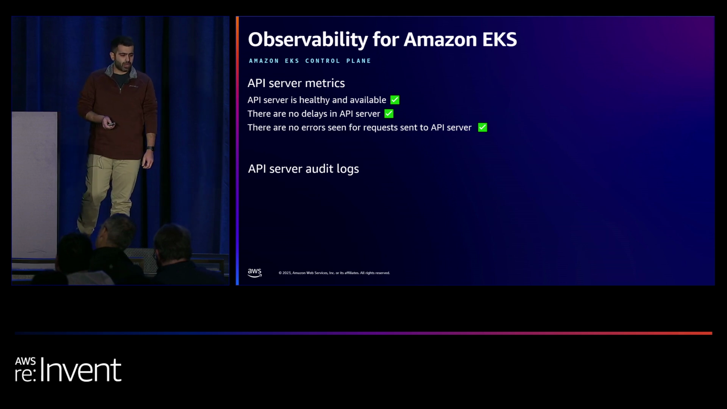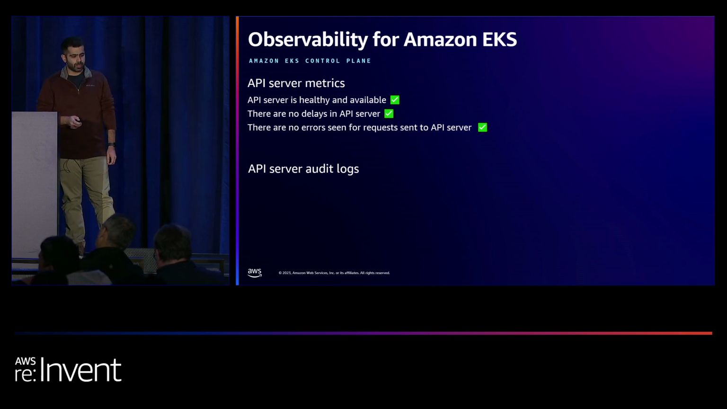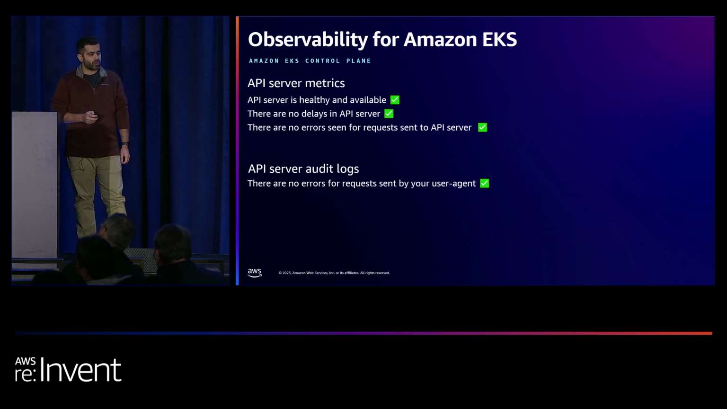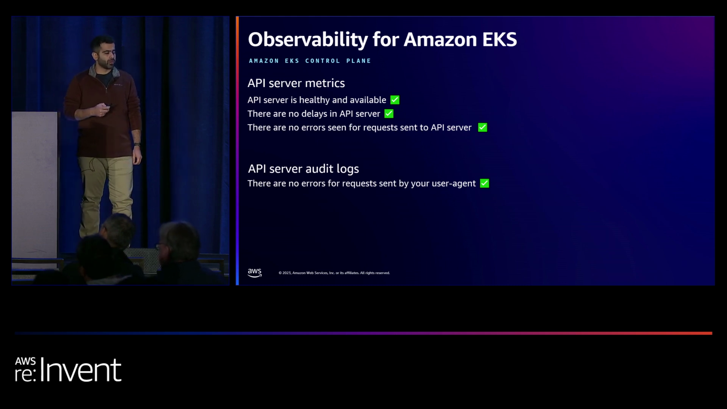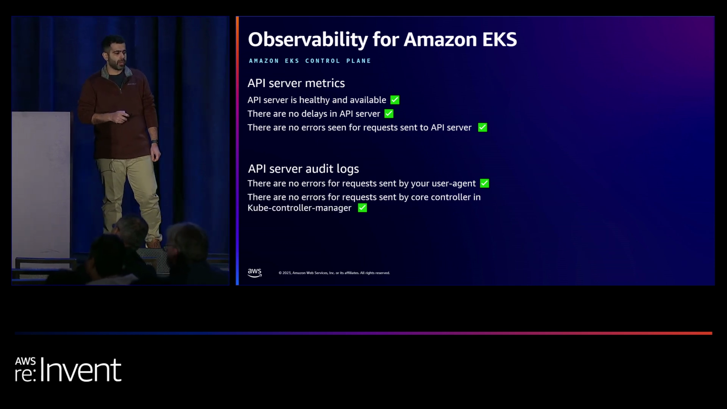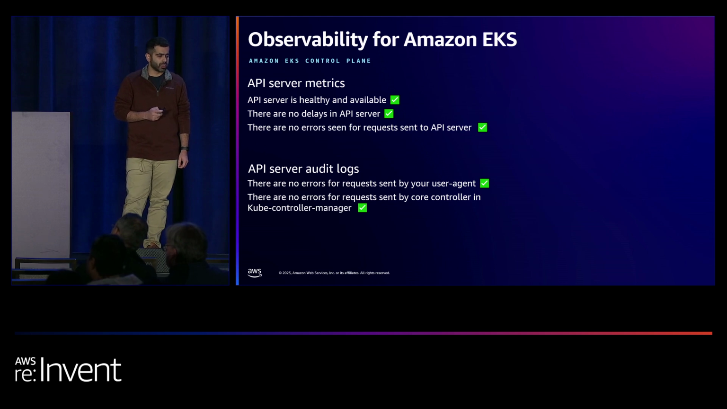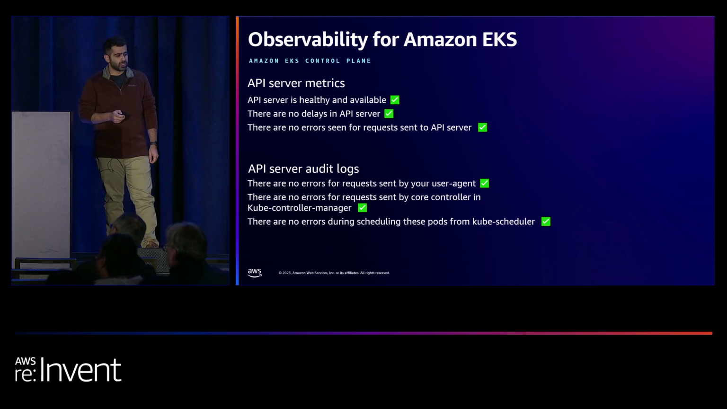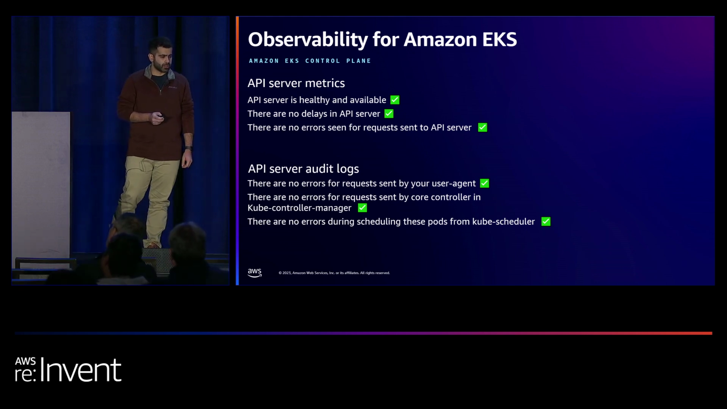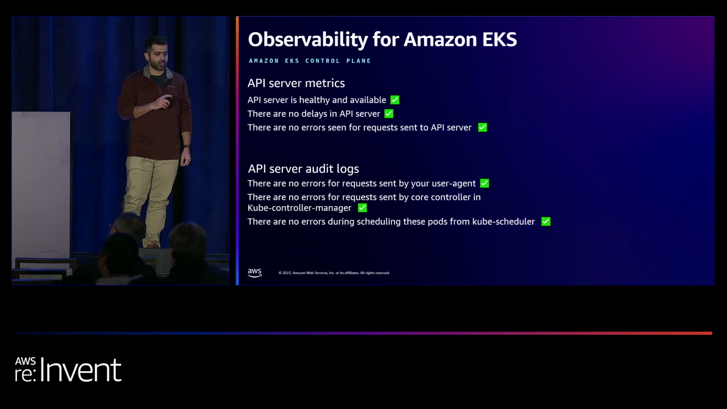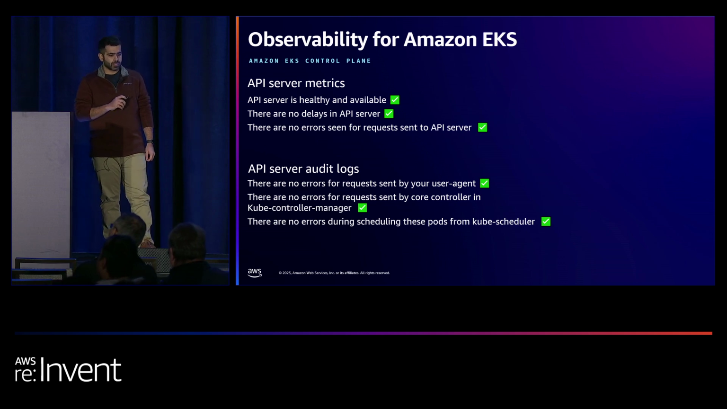Let's continue looking at the audit logs, which will help us answer some deep insights into API server operation for things like: are there any errors returned for requests sent specifically by your user agent? Are there any errors for requests being sent by the core controllers, such as those running in the Kube Controller Manager? Are there any errors during scheduling these pods from the Kube Scheduler? These are just some examples of things you can find answers to based on your metrics and logs by using Container Insights.